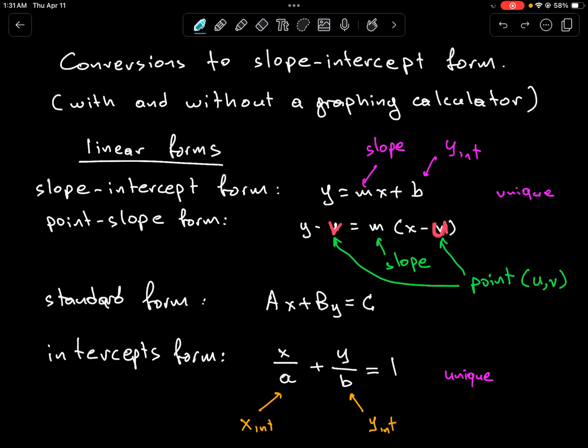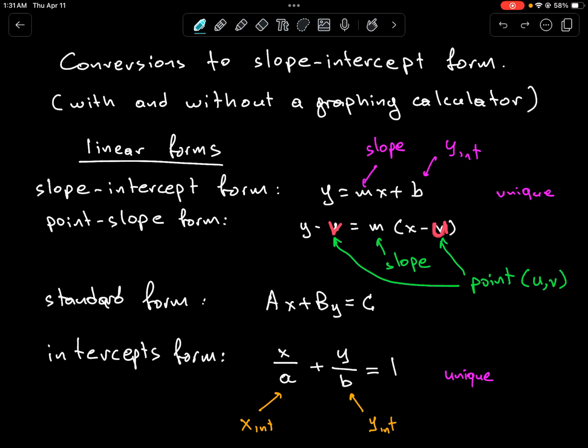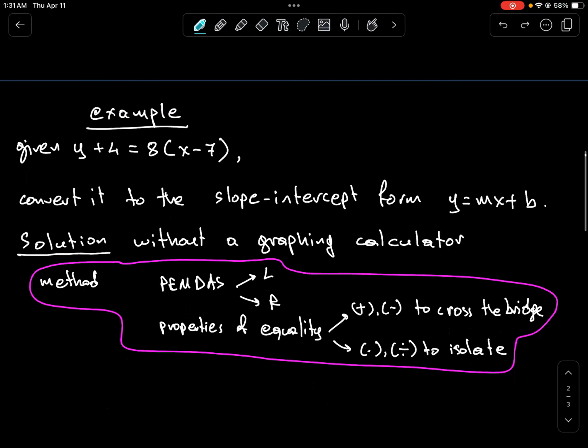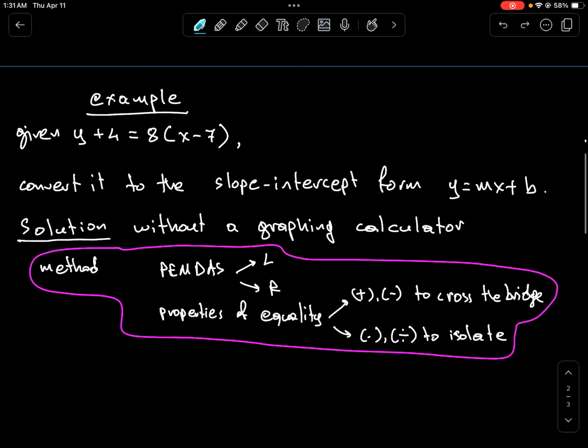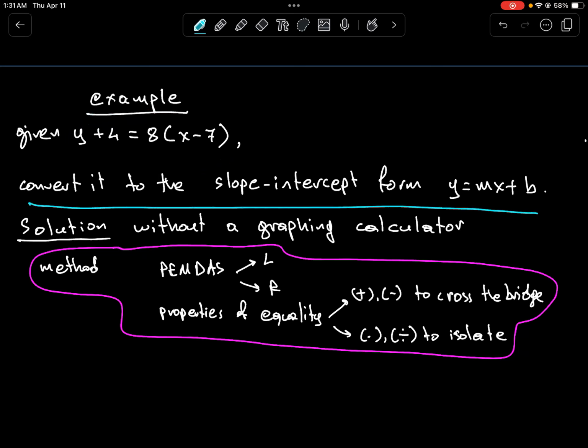So those are the forms. We want to see how we can start from this form and convert it to the slope-intercept, start from the standard form and convert to the slope-intercept, start with the intercepts form and convert it to the slope-intercept form. Okay, let's start with an example. The first example is the following: given that, convert it to the slope-intercept form.